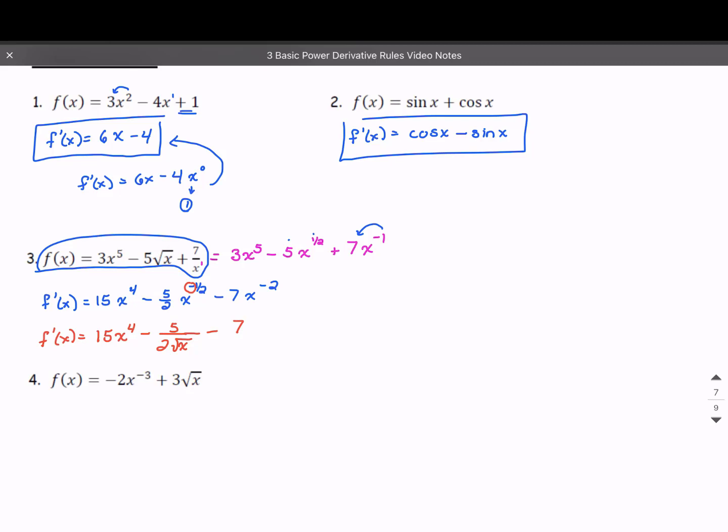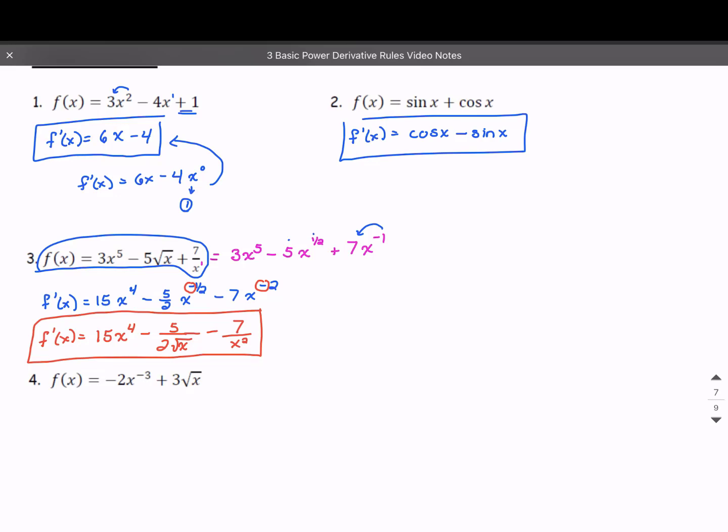Now notice 7 is staying in the numerator because only the x is raised to negative 2. So only the x is moving to the denominator. Be careful of that, guys. It's your Algebra 1 that's going to get you. Be very, very careful. Let's try another one.